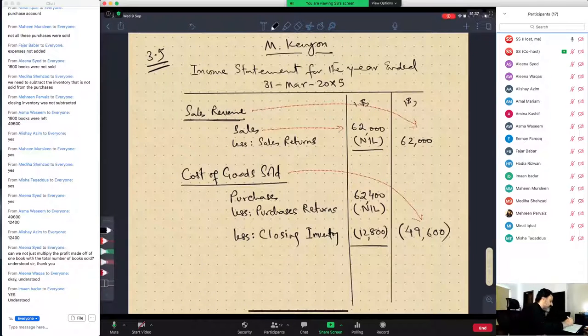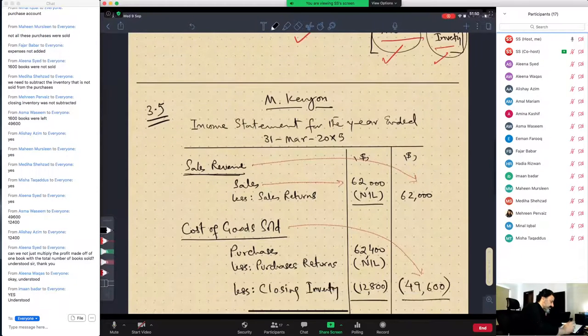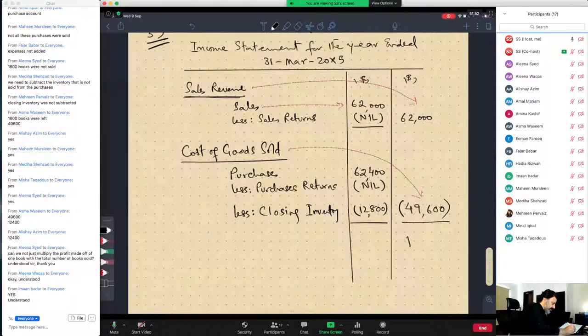We need to subtract the sales revenue and the cost. They have opposing natures, and now we will find the gross profit, which is 12,000. How much was that? 12,400. So if you subtract the two quantities, you will find 12,400 as your gross profit.